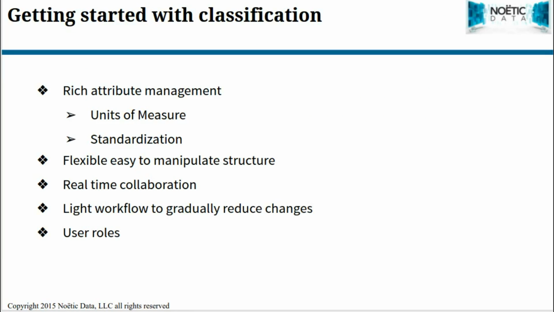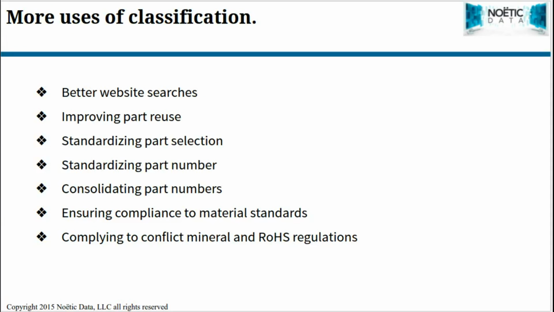These are some of the more important features necessary for a robust classification solution that works with existing PLM systems. And of course, classification is necessary for parts rationalization and big value. There are many other uses for classification. For example, it can be used for enabling much better part and product searches for internal and external websites. And wouldn't we all like to be able to easily find and reuse existing parts?